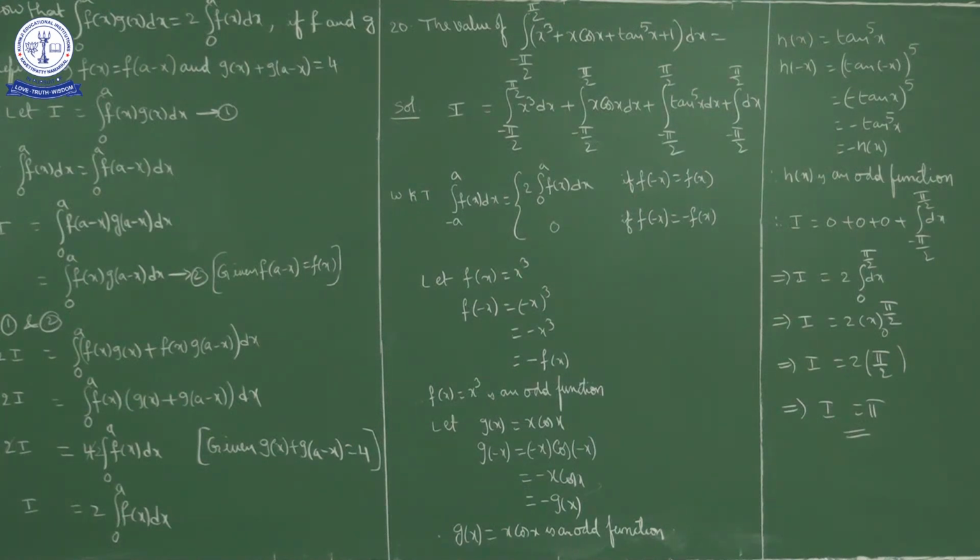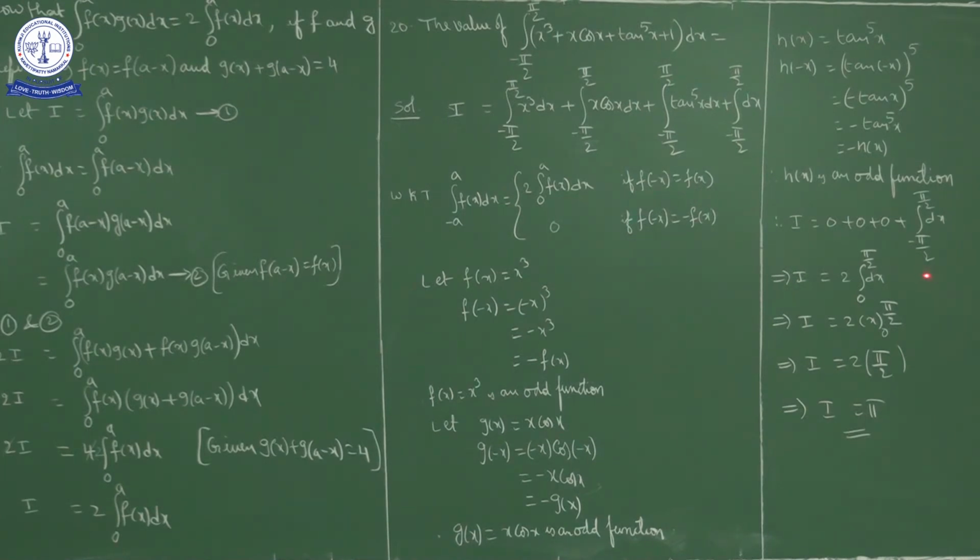Okay. So I is equal to, the first part integration value is 0, the second part integration value is 0, the third part integration value is 0. So I is equal to 0 plus 0 plus 0 plus the integral from minus pi by 2 to plus pi by 2 of dx. dx is nothing but 1 dx. A constant function is an even function. Suppose f of x is equal to 1, f of minus x is also 1 only. So it is an even function.